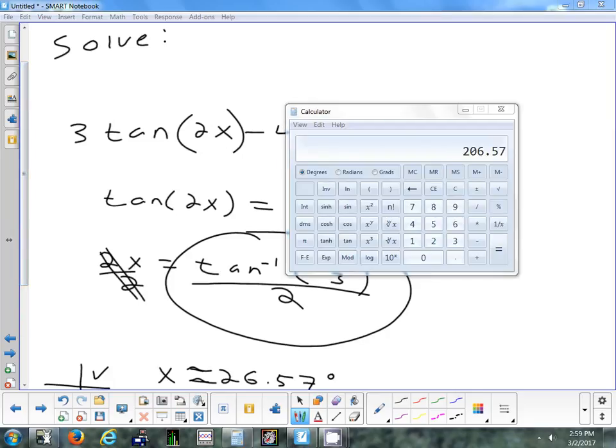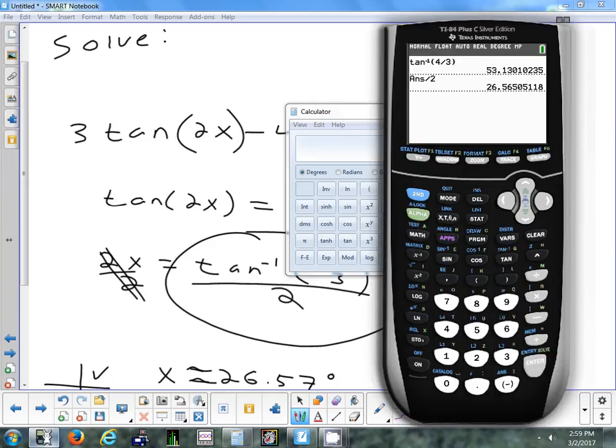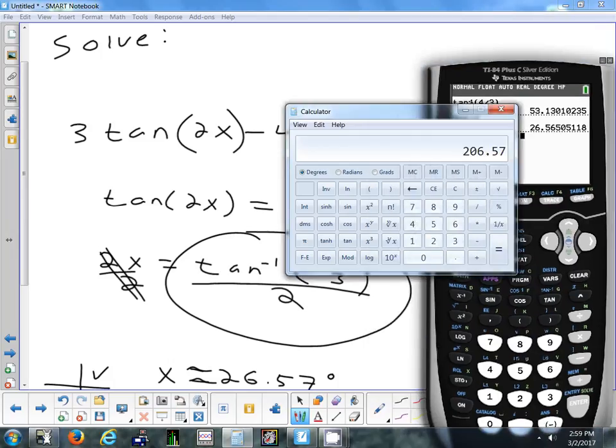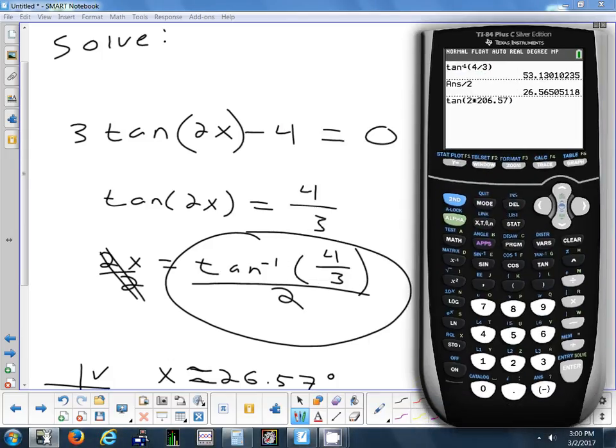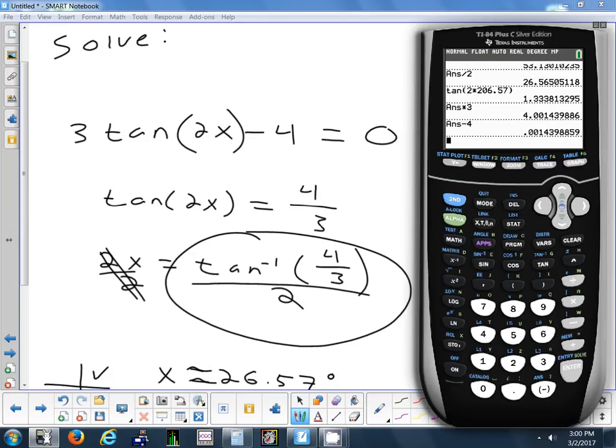Let's do it on the graphing calculator. Let's check 206.57. So we've got the tangent of 2 times 206.57. Now it's not going to come out exact because we round it off. So that's that. Now we're going to triple it. And we get 4.001. And then the last step is to subtract 4. We got 0.001. We were supposed to get 0, but because of rounding, we didn't. Okay, so that answer worked. And you could go and check the other one, and it would work as well.